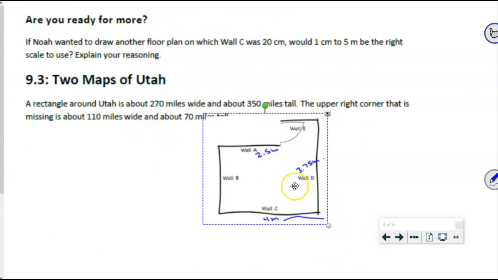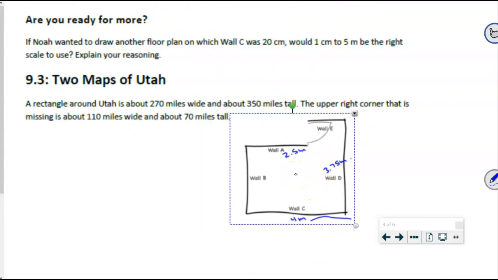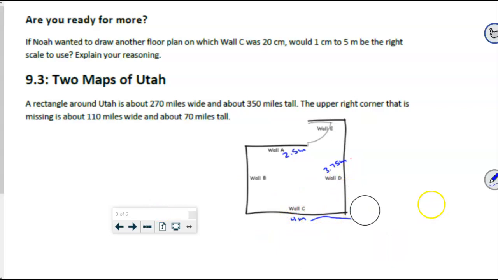So we know the actual measurements of his walls, and now he's creating a new one where wall C is going to be represented as 20 centimeters this time. He thinks that the scale is going to be 1 centimeter to 5 meters. Is that the right scale to use? Now that we have this visual to make sense of it, I want you to talk with your groups or pause the recording and give yourself that quiet think time. Ready, set, go.